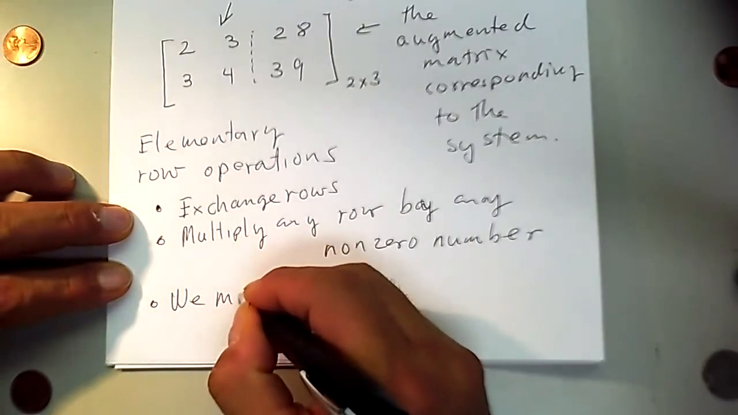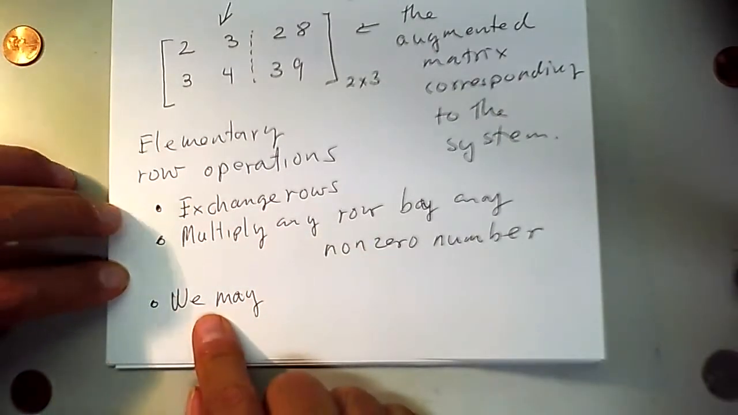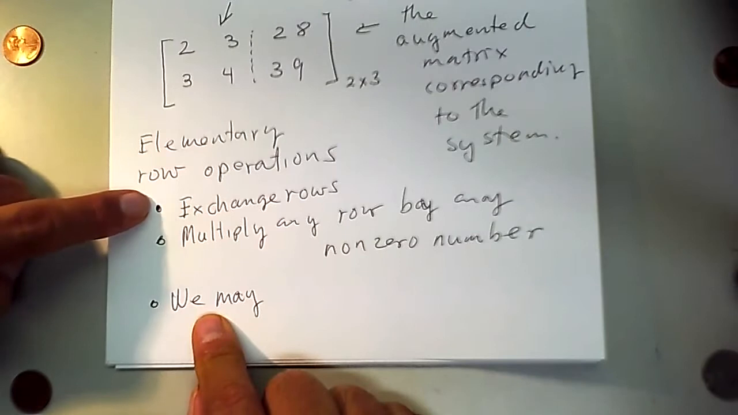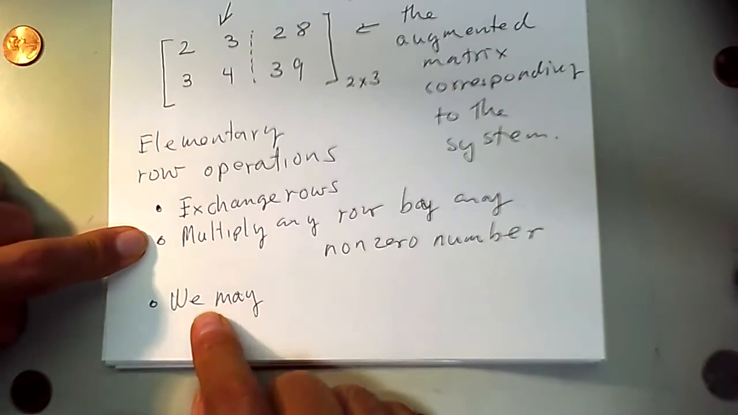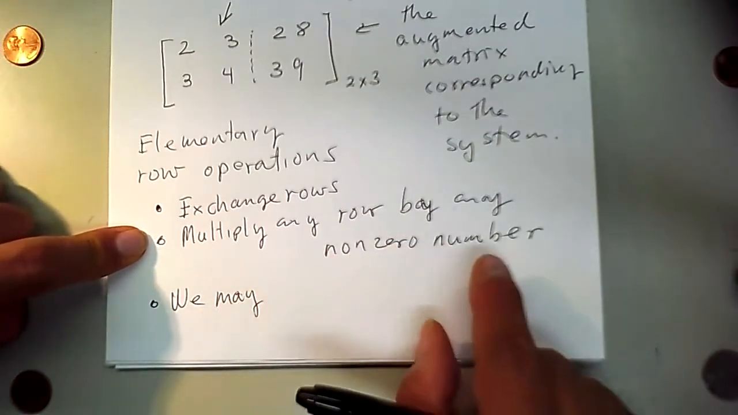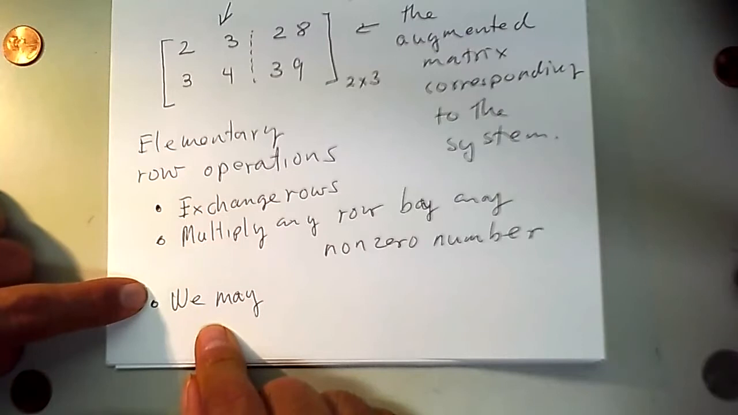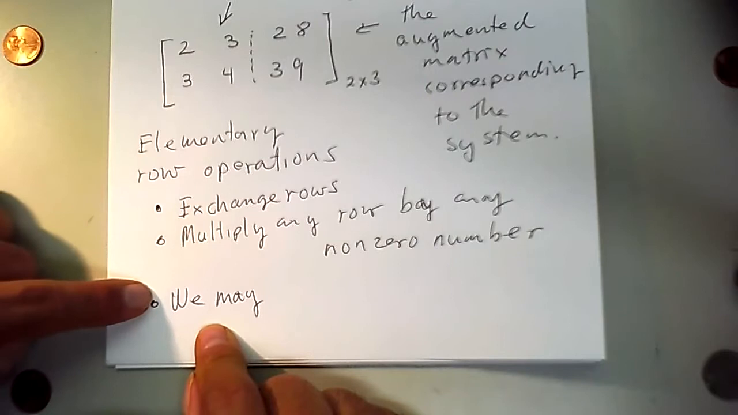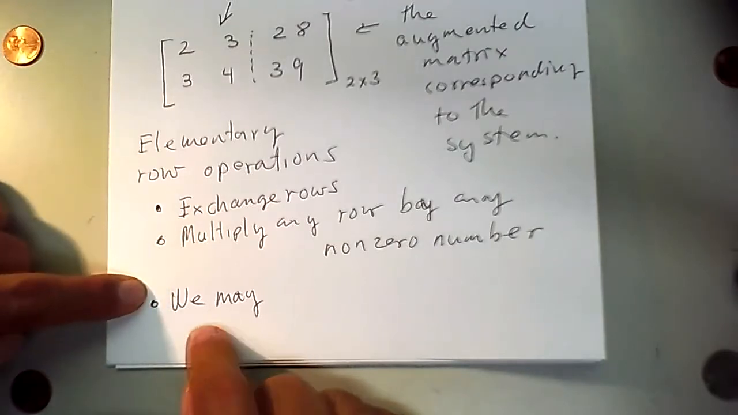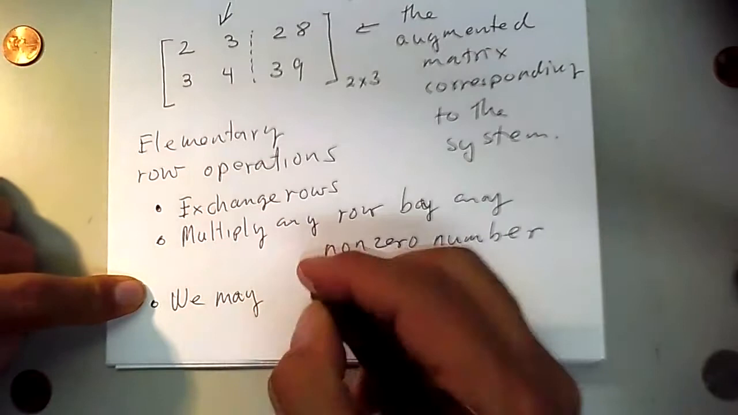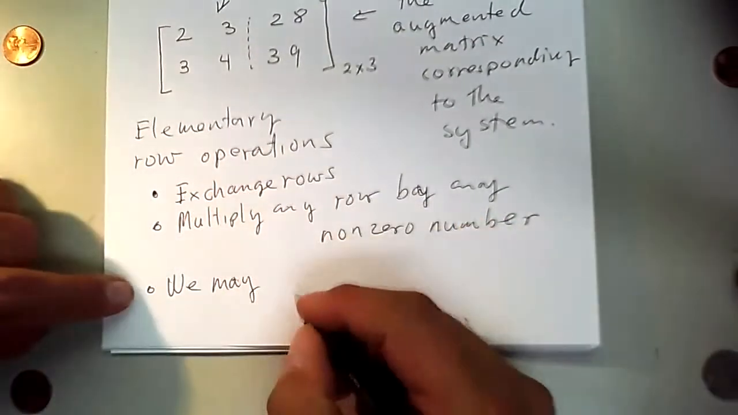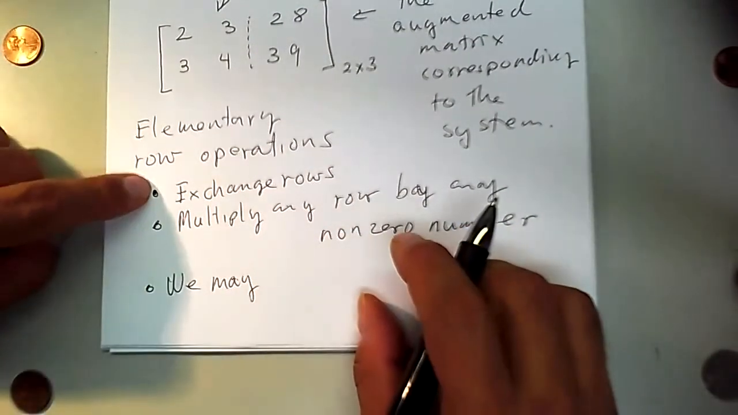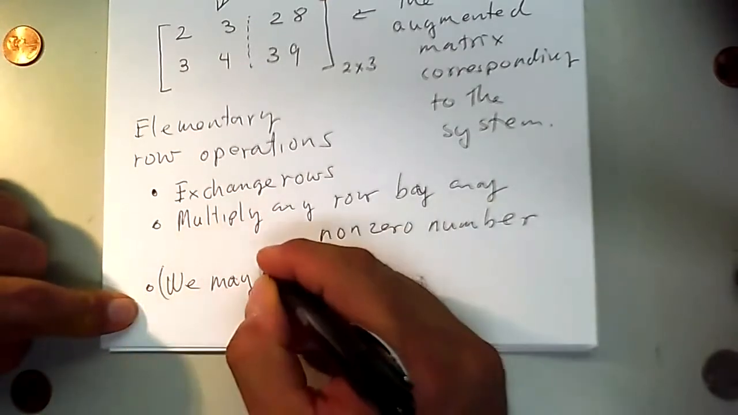I'm not being consistent because I didn't put that down up here. We may exchange rows. We may multiply any row by any non-zero number. And here, either I put "we may" on the 3, or we don't. So I'm not being consistent, but I'm not going to erase it because I'm taping the video and it takes too long to erase. But just be aware, we mean that.